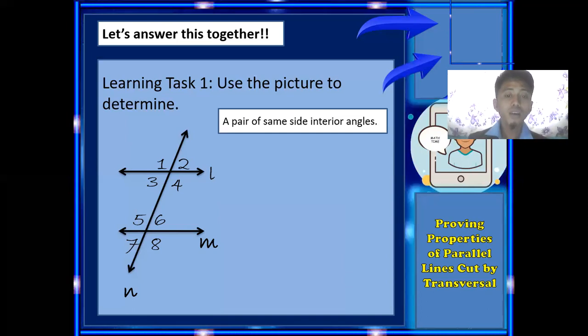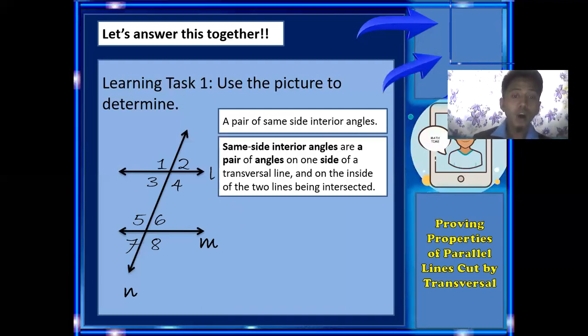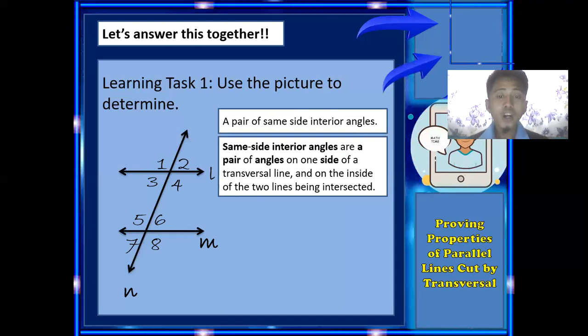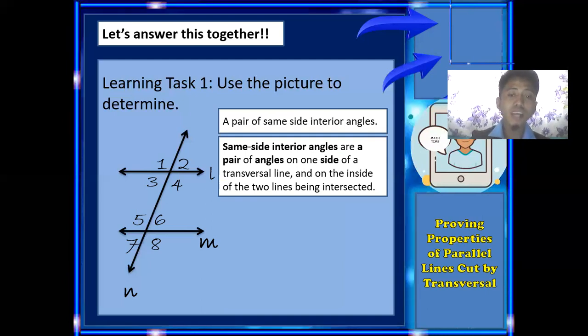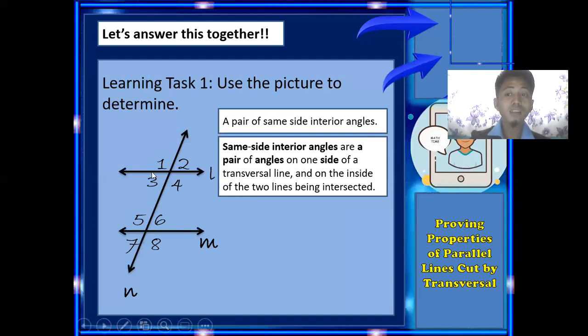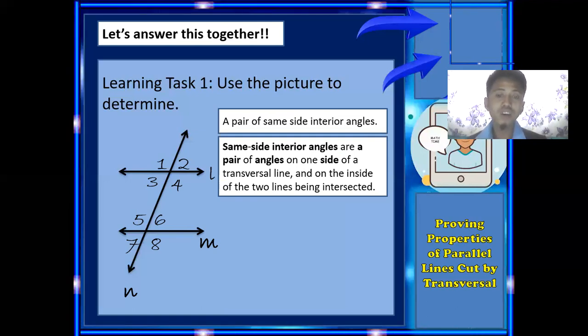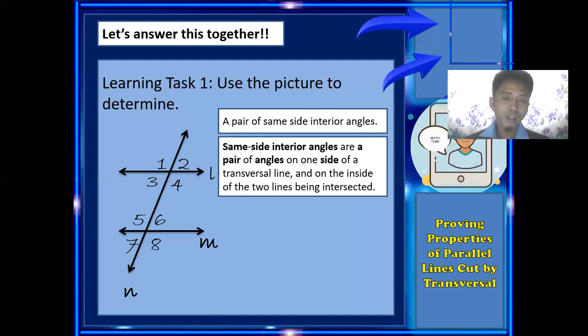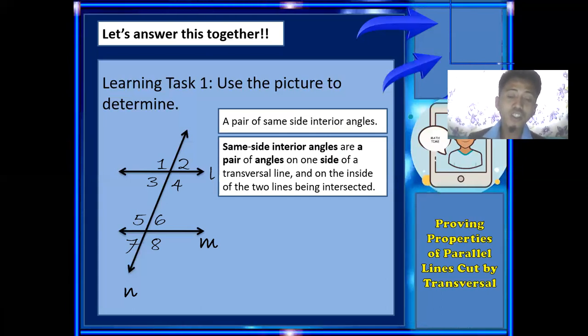A pair of same side interior angles. So what do you mean by same side? Same side interior angles are a pair of angles on the same side of the transversal line, and on the inside of the two lines being intersected. From the word itself, same side. What do you mean by same side? It is on the same position. It's either on the same position, like on the same left side, same right side, or it can be on the upside position. As long as it is on the same position, it is on the same side.